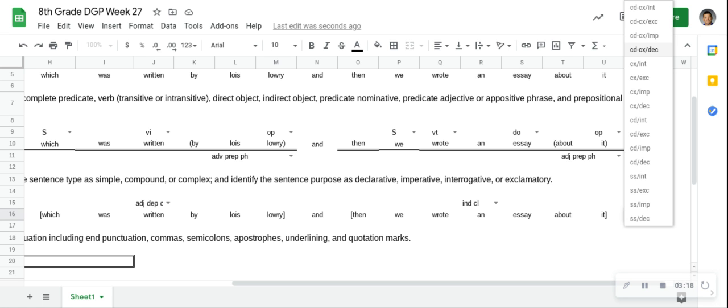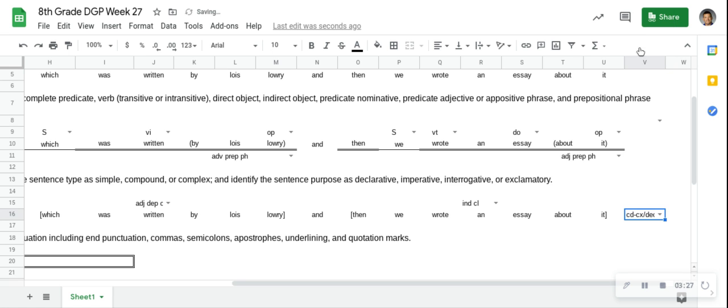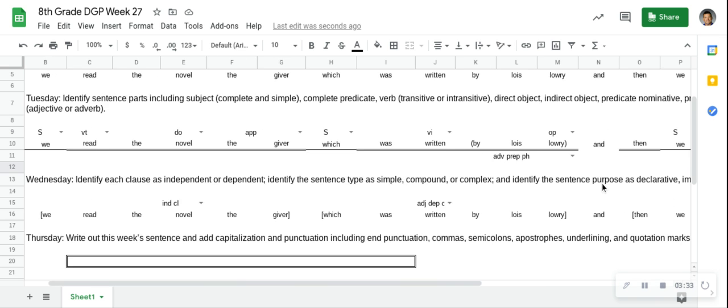All right. Are we stating a fact? Are we giving a command? We're definitely not asking a question. We're not going to be yelling this. It's too much to yell. There's nothing exclamatory about it. So we are looking at a compound, complex, declarative sentence. All right.